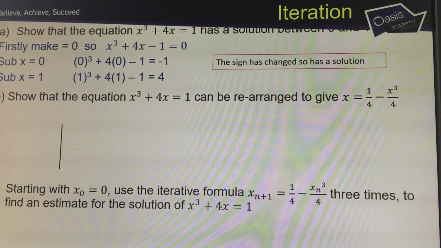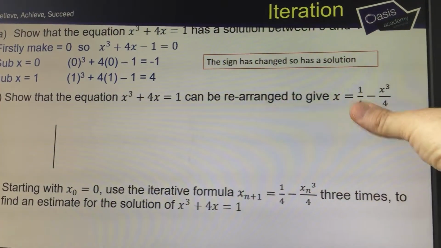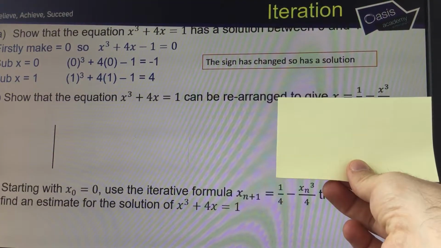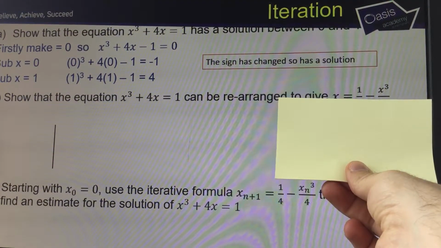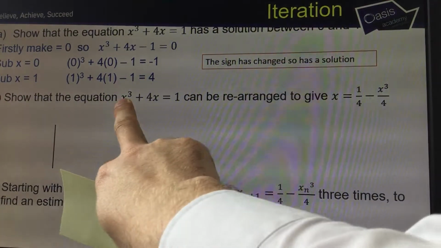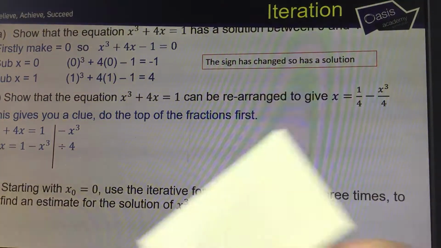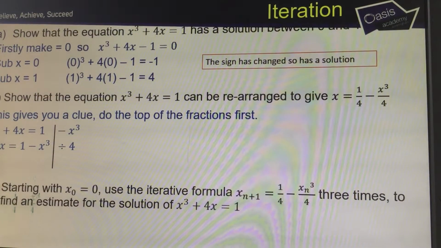The next one, this is telling you how it should look. So if you cover this up, you know that you've got to take away the cubed x first. So take away this one first. And then to make it happen, so it's got 4s on the bottom, you divide by 4. And you can put it straight into that format.